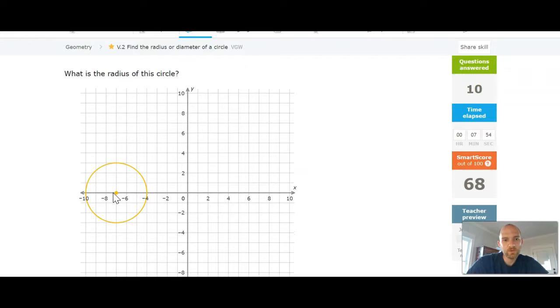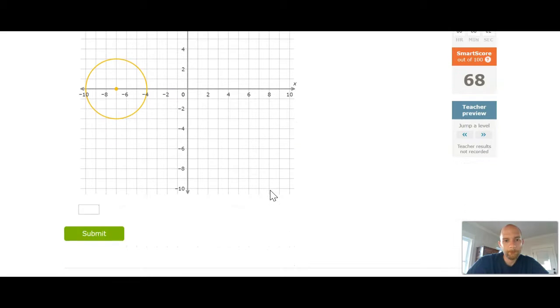What is the radius of this circle here? This is all in the negative stuff, but I can still count 1, 2, 3 spaces.